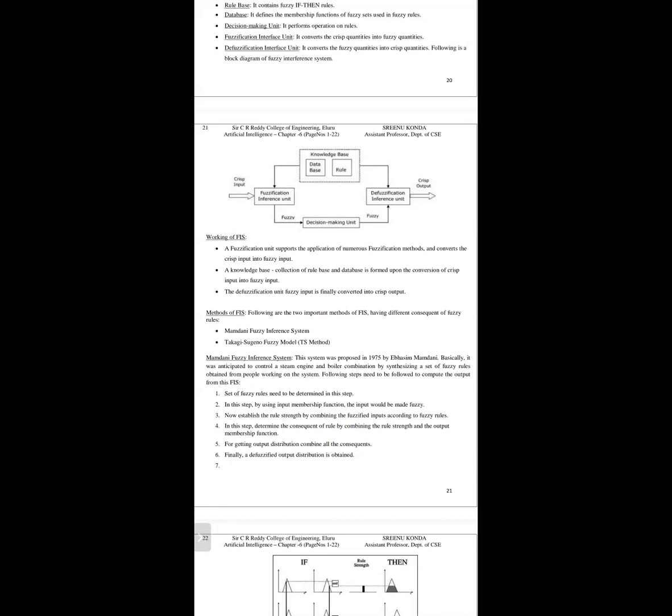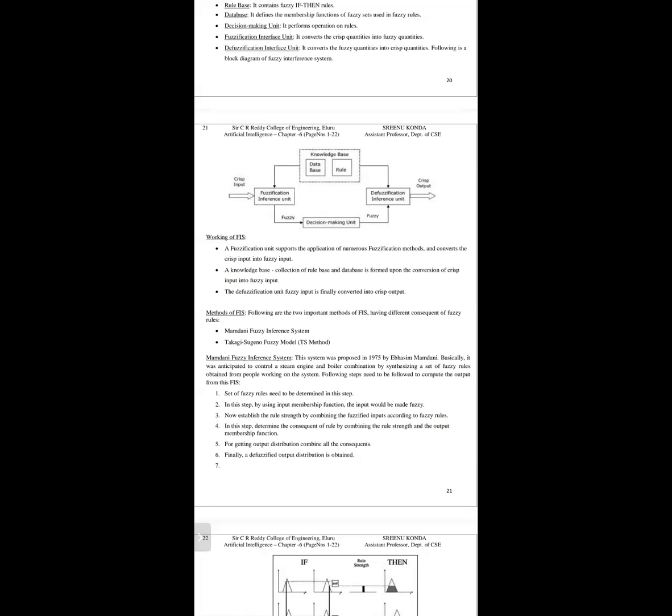First one is Mamdani fuzzy inference system, and second one is Takagi Sugeno fuzzy model. So these are the two important methods of fuzzy inference system. One is Mamdani fuzzy inference system, that is the MF method. Next one, Takagi Sugeno fuzzy model, that is the TS method. So coming to the first one, that is Mamdani fuzzy inference system.